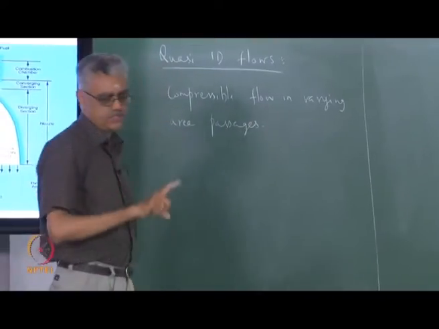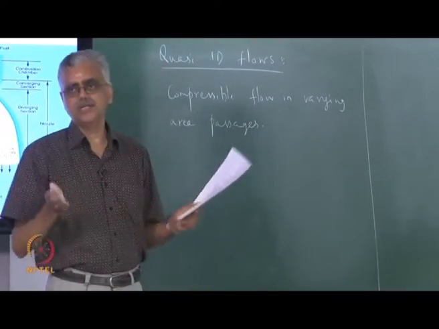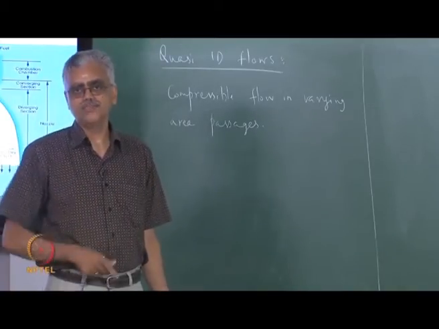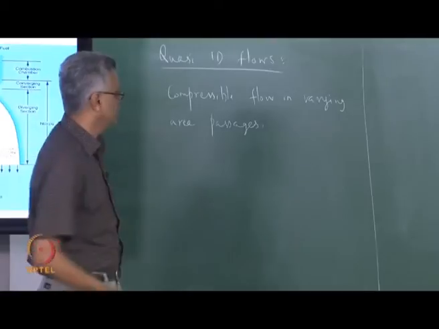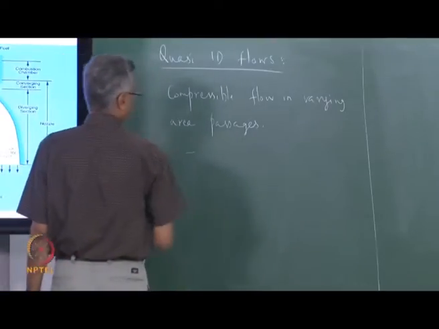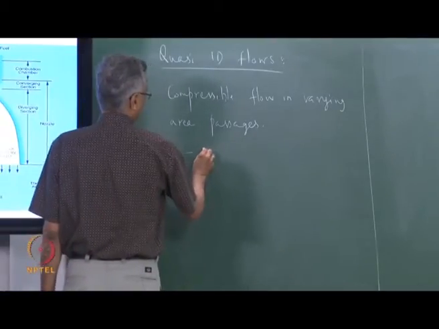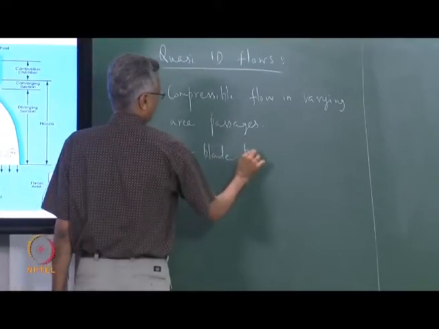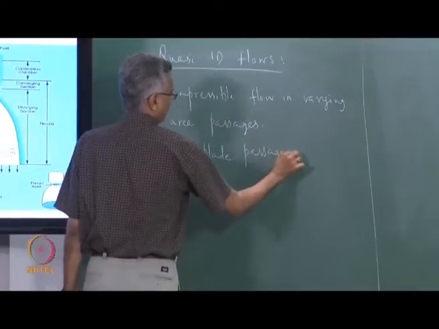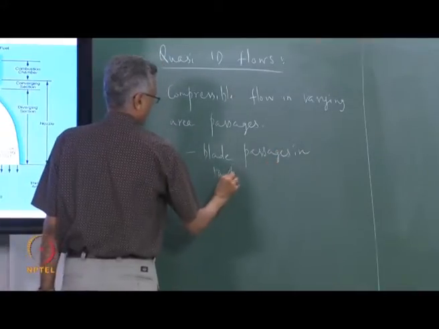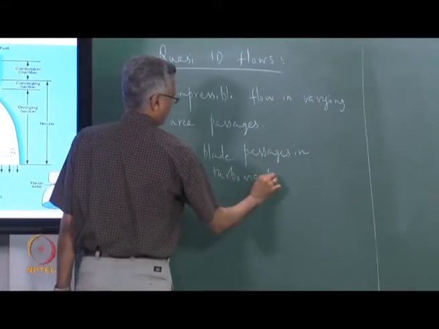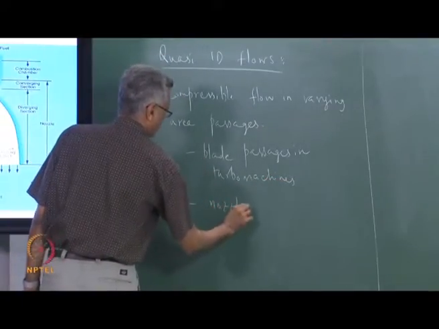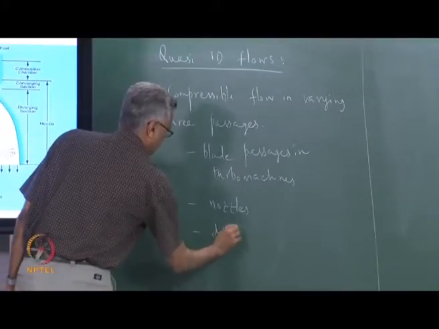So, we are looking at passages where the cross sectional area changes along the direction of the flow, then we want to account for the effects due to the change in area of cross section, and this happens in many different applications. For example, blade passages in turbo machinery, and nozzles, propulsion nozzles, diffusers.